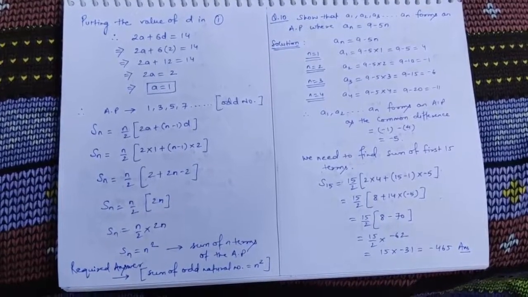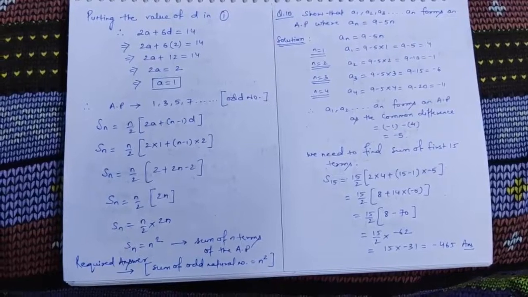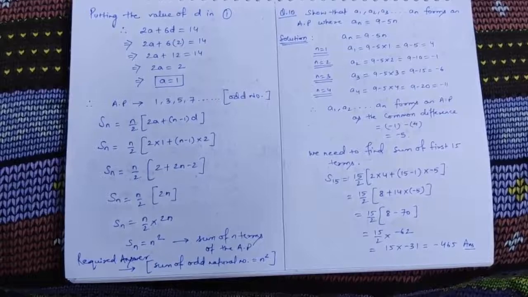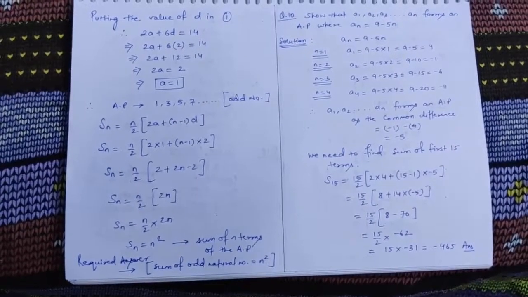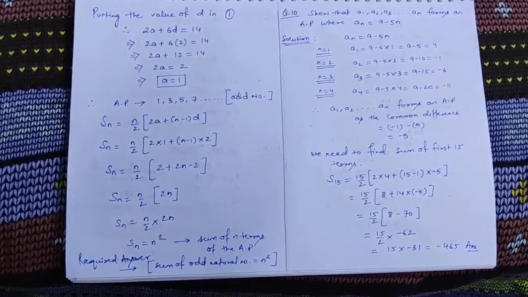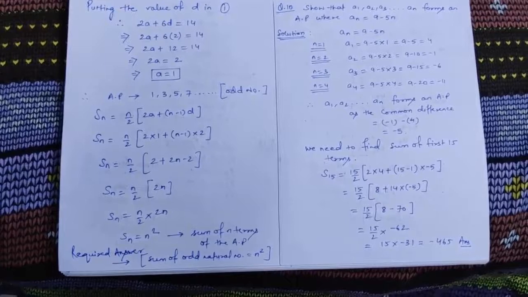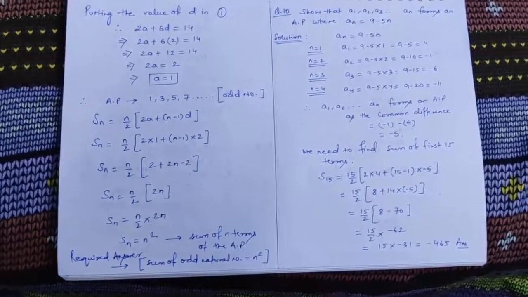Then calculating the value of a as 1, the AP becomes 1, 3, 5, 7 and so on, which is the odd number series. Now for the sum of n terms, I have applied n upon 2 multiplied by 2a plus n minus 1 into d. Keeping n as it is and substituting the values of a and d, I get the sum of n terms as n square, which is the required answer. So the sum of odd natural numbers is equal to n square.